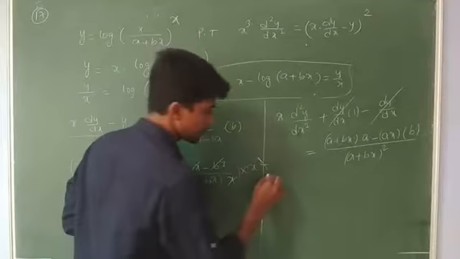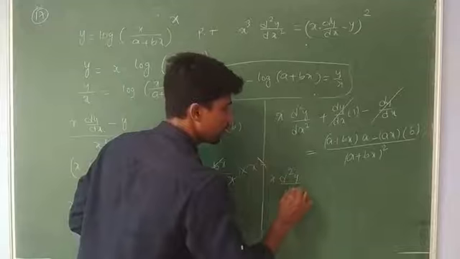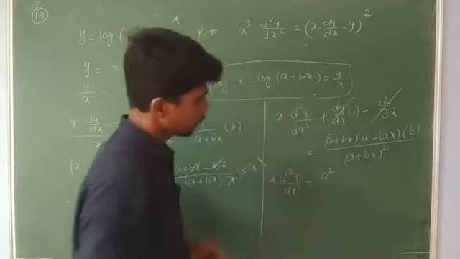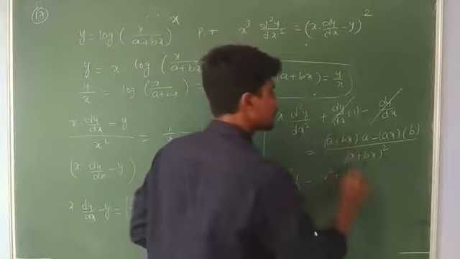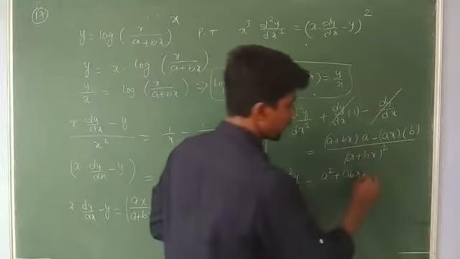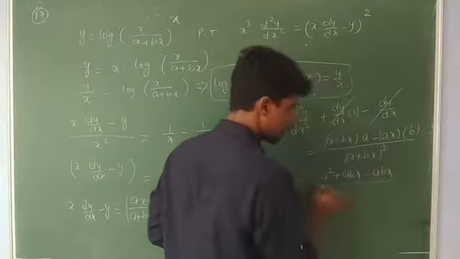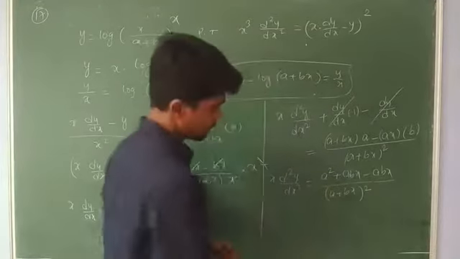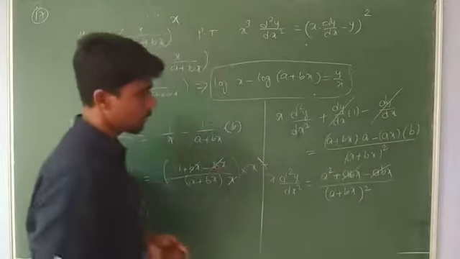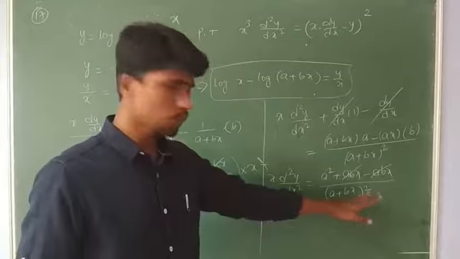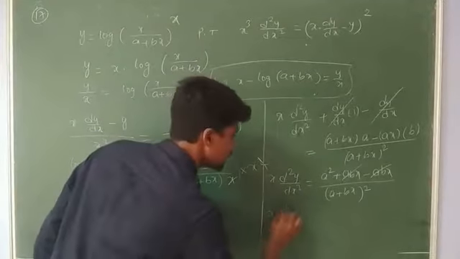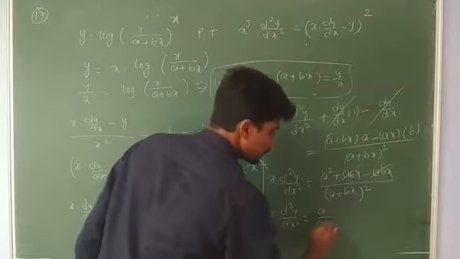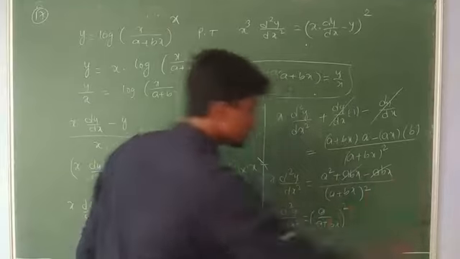The rest that remains: x into d2y by dx square is equal to a into a, a square plus a into b into x, abx, minus abx, divided by a plus bx the whole square. So these two get cancelled. Then we can observe here a square by a plus bx whole square, so x into d2y by dx square is equal to a by a plus bx the whole square.